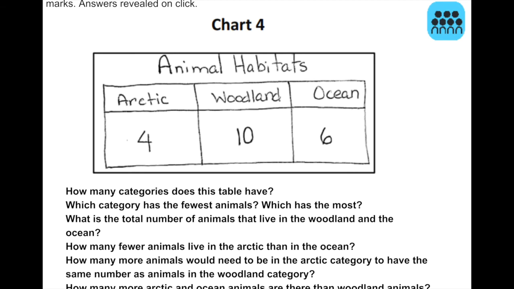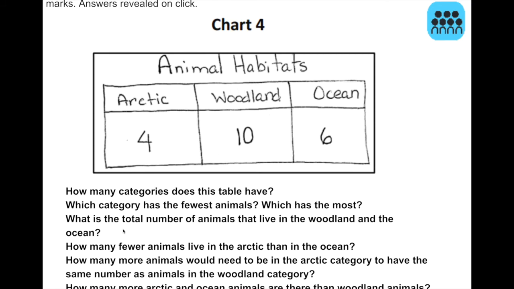So now we're thinking, how many categories does this table have? We have Arctic, woodland, and ocean. So we have 1, 2, 3 categories. Which category has the fewest animals? The fewest animals is going to be 4. So the Arctic has the fewest animals. And which has the most? 10 is our biggest number here. So the woodlands have the most animals.